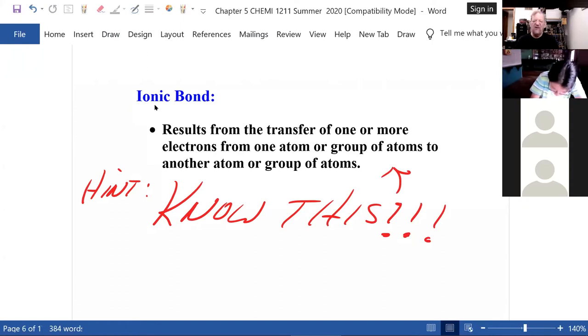Again, what's an ionic bond? The transfer of one or more electrons from one atom or group of atoms to another atom or group of atoms. Remember, anything you see on the screen now is available to you in Blackboard, both as a Word file and PDF, in chapter five right now. For those of you writing it down, I'll give you time.